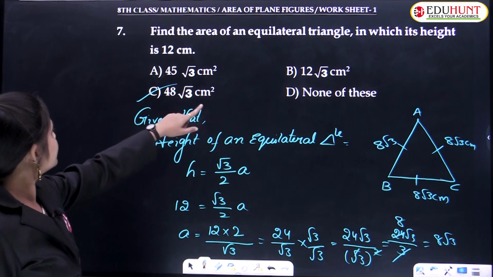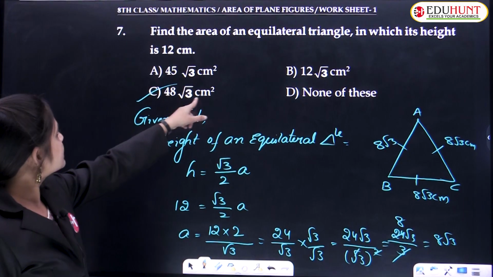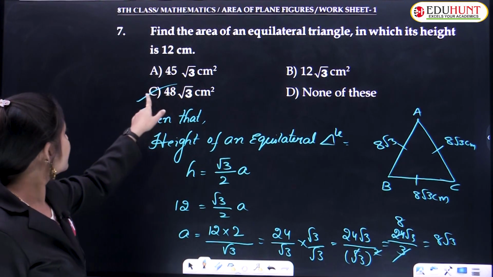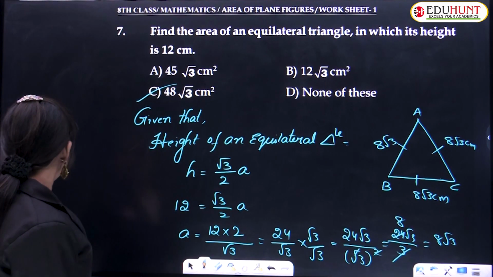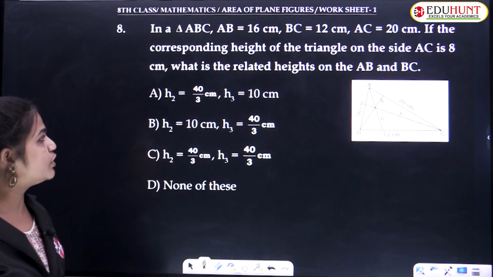Option C, 48 root 3 centimeter square. As per this, which option is correct here? Option C. And we have the final question from this worksheet.